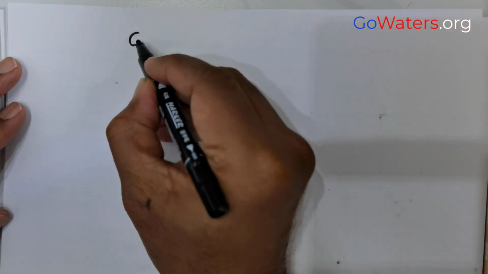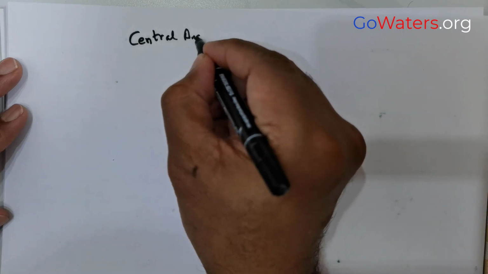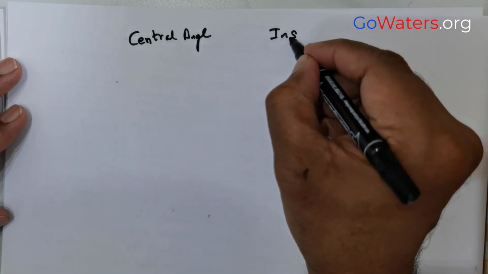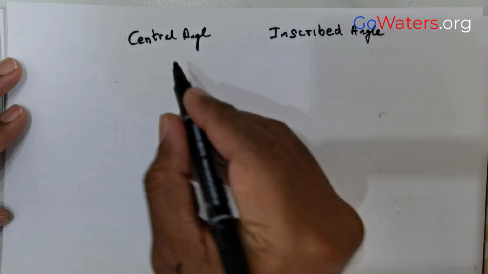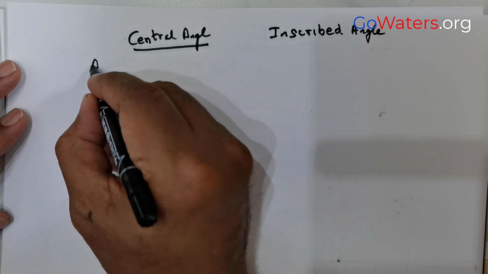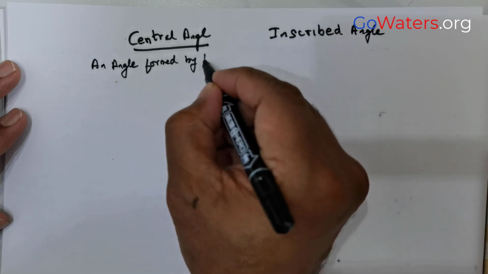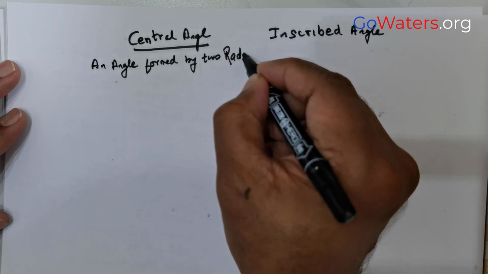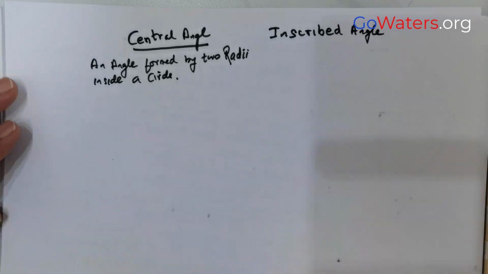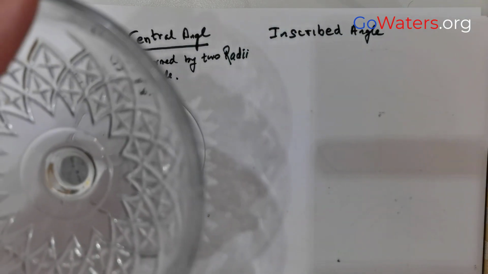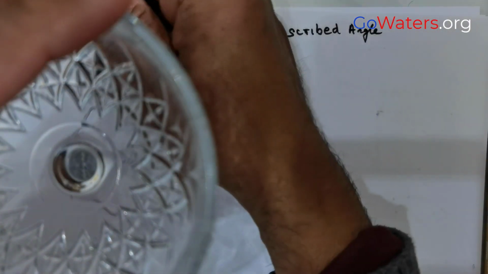Now the next important concept we are to know is what is called the central angle and inscribed angle. Now what is the central angle? It is nothing but an angle formed by 2 radii inside a circle. That's critical. Of course, when we talk about radii, circle comes into the picture. So let me show you the pictorial representation of the central angle.